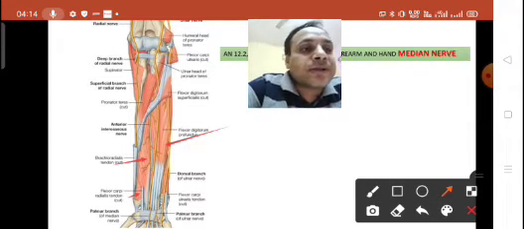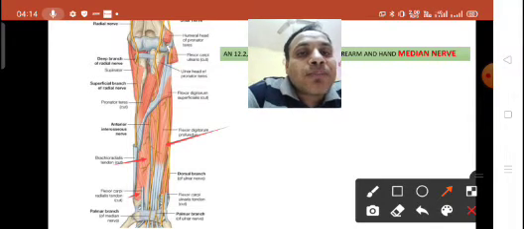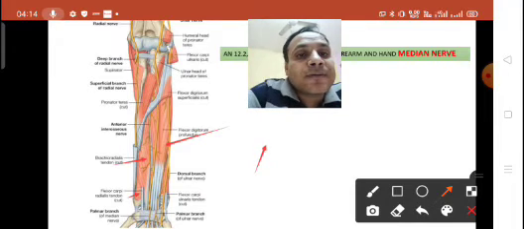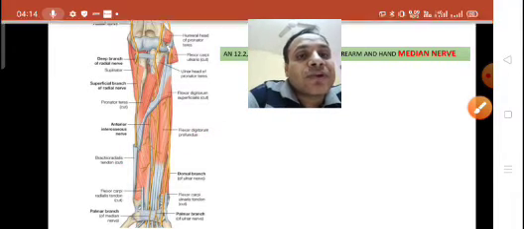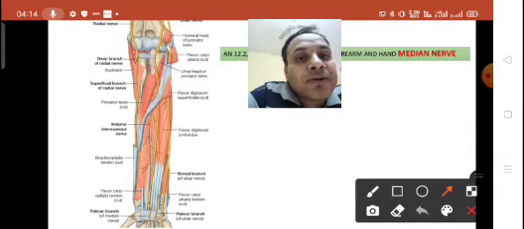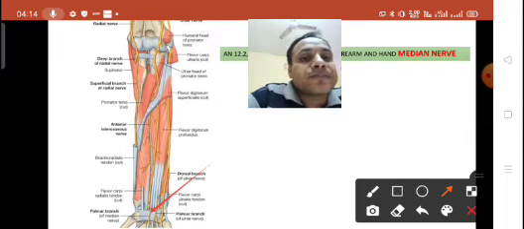Okay, then near the lower part of the front of the forearm, just 5 centimeters above the flexor retinaculum, the median nerve gives a cutaneous branch. This is known as the palmar cutaneous branch of the median nerve. You can see here the palmar cutaneous branch of the median nerve.